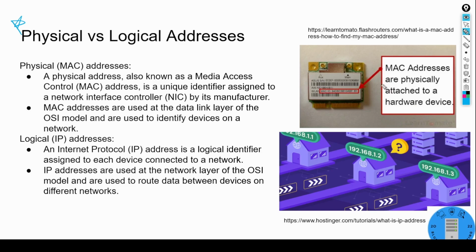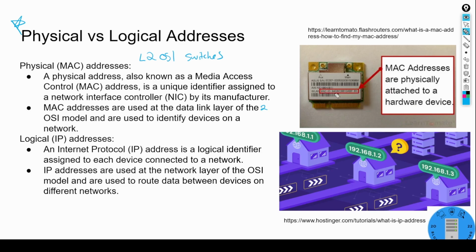So starting with the MAC address, again, whenever you hear MAC, we're thinking layer 2 of the OSI, and we're thinking switches. This is a physical address, and it's a unique identifier assigned to the network interface controller, the NIC card that we talked about, by the manufacturer that made that interface card for the device or the access to the internet. It's used at the data link layer of the OSI model, so that's layer 2, and it's used to identify devices on a network.